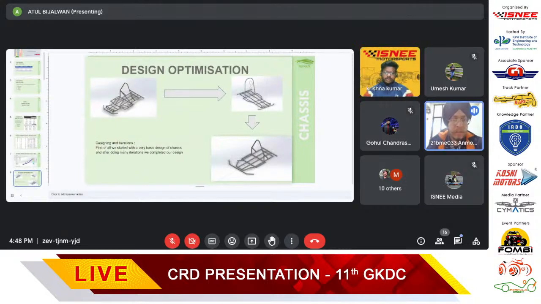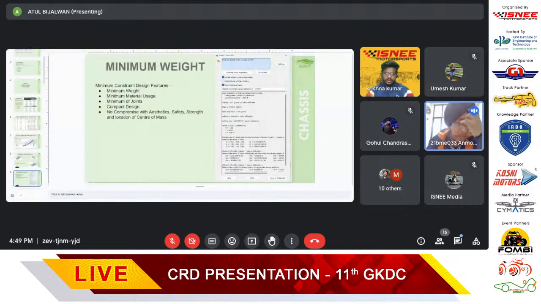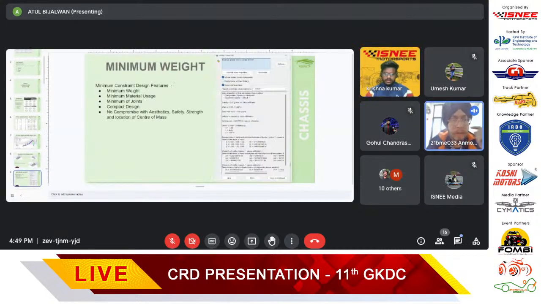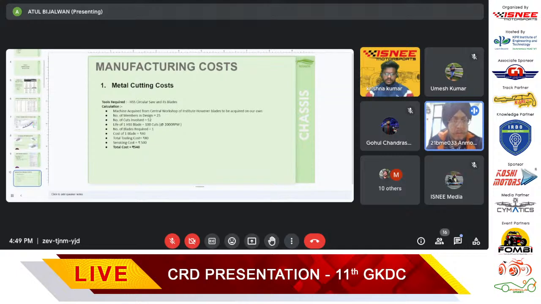Moving forward, these are the design optimizations we have done. We started with the design that you can see on the left, and then moved forward to the design on the right. We have considered the minimum weight requirement. Moving forward, these are the manufacturing costs.